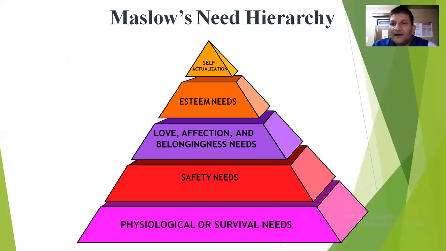Then a very famous theory of motivation is Maslow's need hierarchy theory. Maslow has divided needs into five categories. You all must have seen this. First is physiological or survival needs. Second is safety needs. Third is love, affection, and belongingness needs. Fourth is esteem needs, and fifth is self-actualization needs.